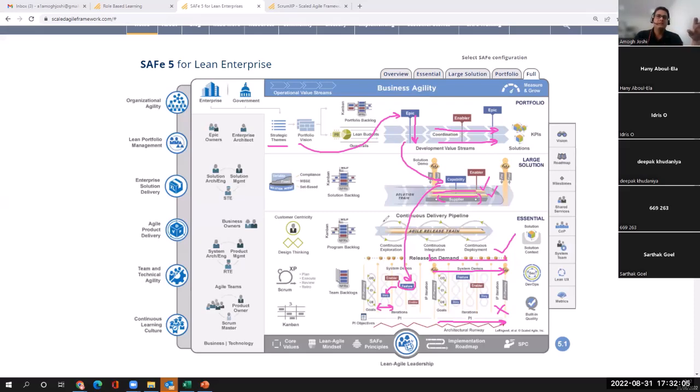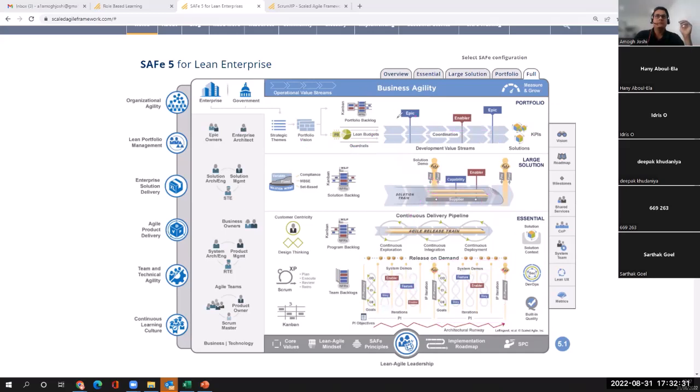Yeah. So this is the backlog hierarchy in SAFe. We have strategic themes. To implement strategic theme, we have epics. Epics are broken down into capabilities. Capabilities are broken down into features, and features into stories. So this is your backlog hierarchy in SAFe. How do we manage our backlogs?